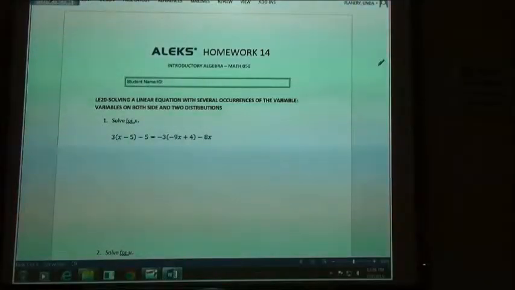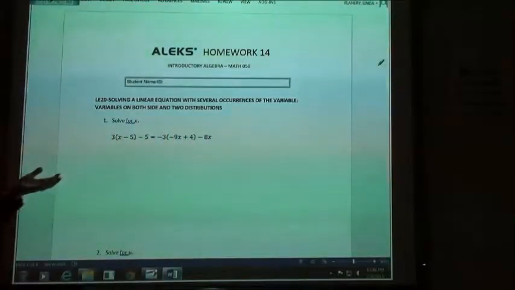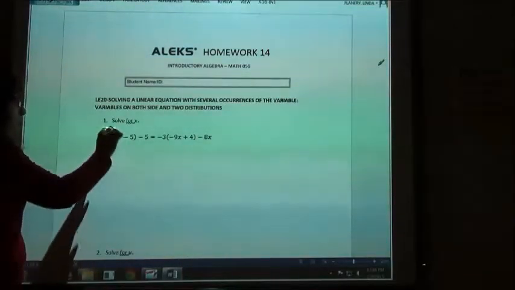So, homework 14, we're going to solve some longer equations yet. We have to be real careful on what we're doing because it's easy to make those mistakes with the signs and all of that. But our first step, get rid of the parentheses. That's always our first step on these. So we're going to use our distributive property.